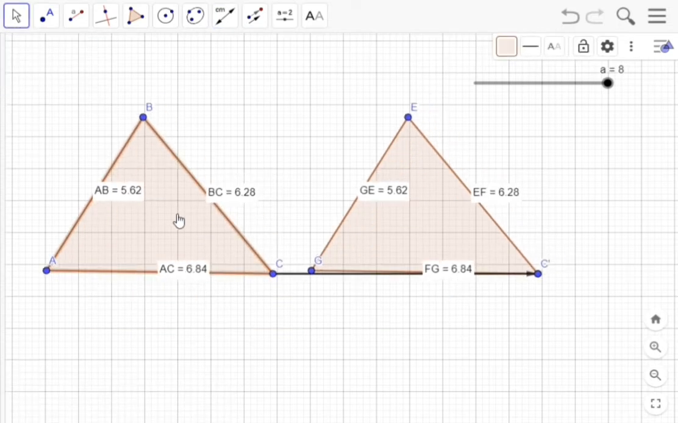Now here we observe that AB is equal to GE, which is 5.62, BC is equal to EF, which is 6.28, and AC is equal to GF, which is 6.84. Now, if we superimpose this triangle on this, we observe this triangle exactly covers this triangle. This means these two triangles are congruent.